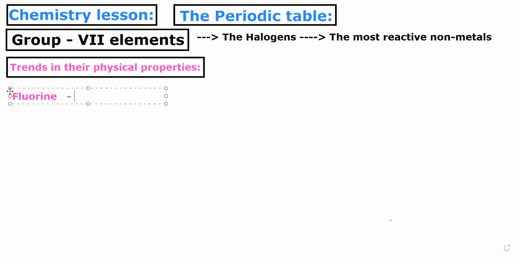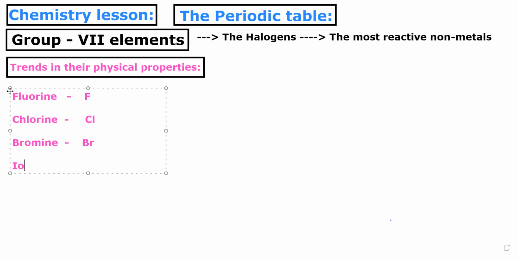Fluorine, its symbol is F, right? Then what we have next is chlorine. Chlorine's symbol is Cl. Then what do we have? Bromine. It is Br. Then we have iodine. Then what do we have? We have astatine, which is At, right here.